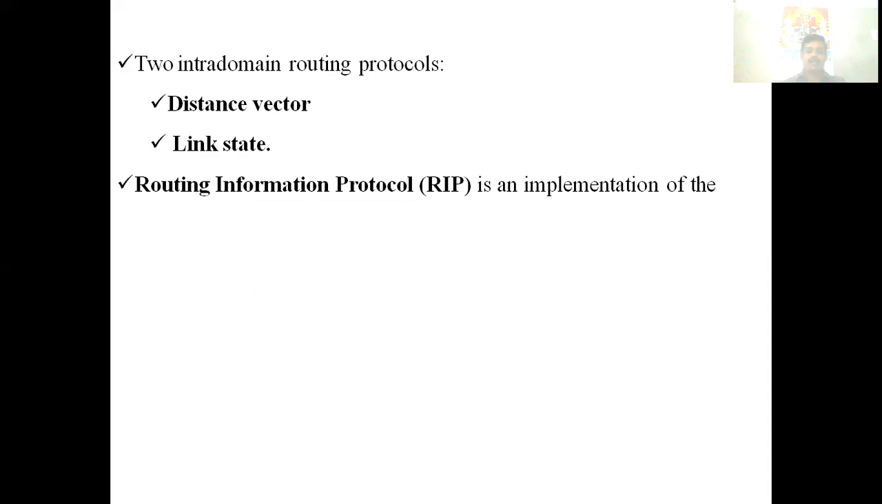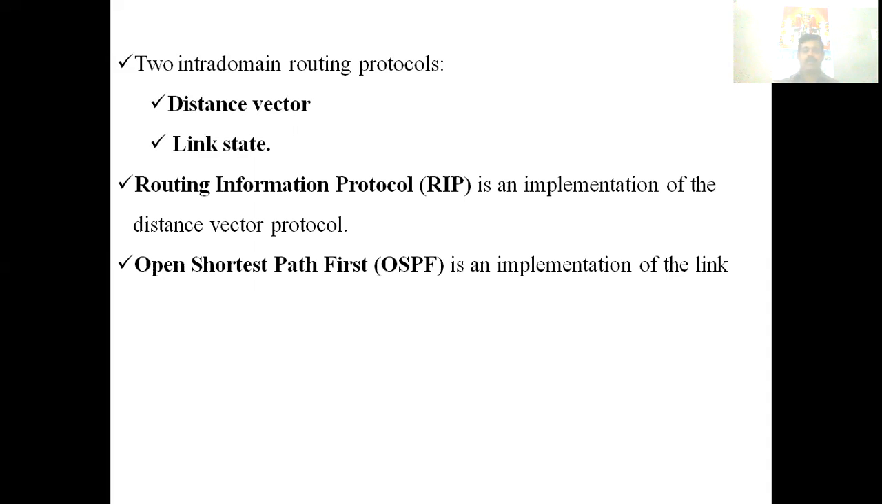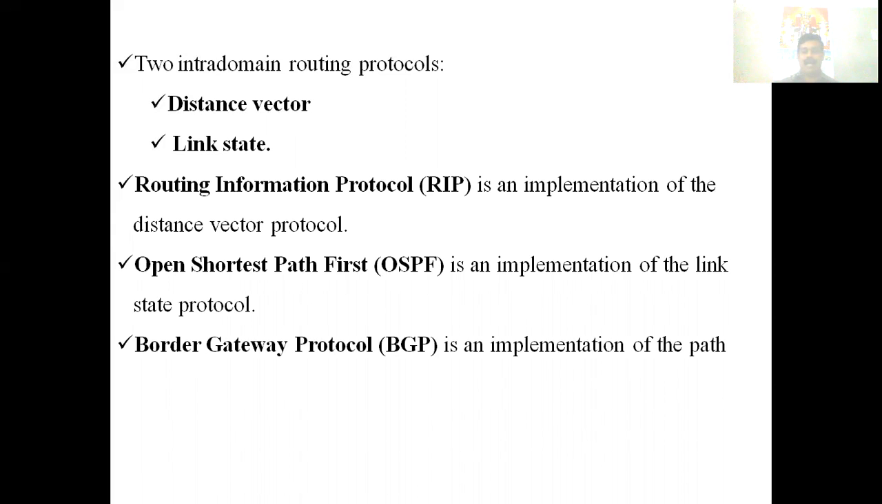There are two types of protocol for intra-domain routing: the distance vector routing protocol and the link state routing protocol. The Routing Information Protocol is an implementation of the distance vector protocol. Open Shortest Path First is an implementation of the link state protocol, and Border Gateway Protocol is an implementation of the path vector protocol.